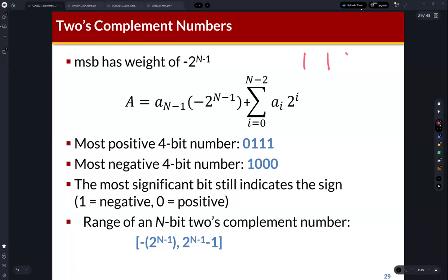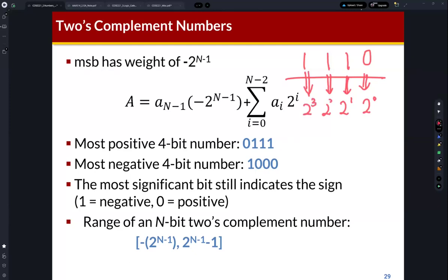1 1 1 0. In the unsigned number system, as I explained, each digit has a magnitude, a size. So the LSB has the size of 2 to the power of 0, this is 2 to the power of 1, this is 2 to the power of 2, and this is 2 to the power of 3. So each digit has its own size in the unsigned number system.